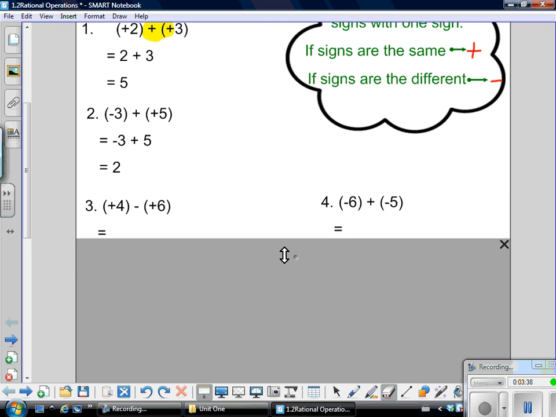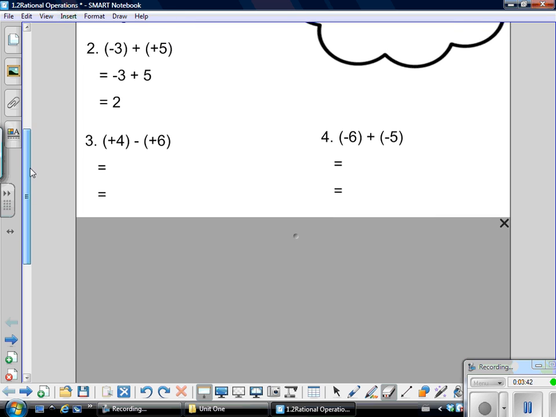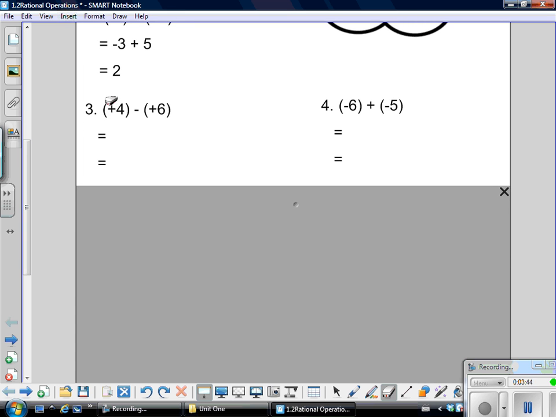Moving on to the next questions. Let's take a look at number 3. Again, I don't need the positive in front of the 4. I can just write 4. I have a negative and a positive, so my signs are different, so I'm going to replace it with a negative 6. 4 take away 6, I'm left with a negative 2.